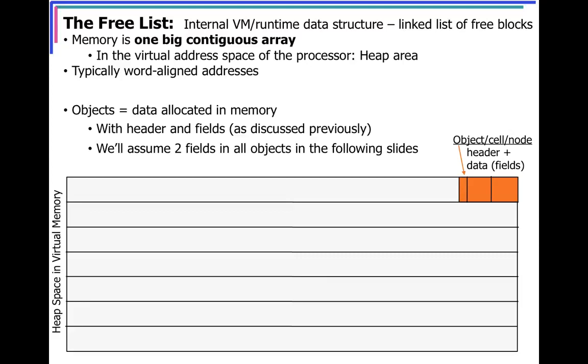On the right, I have in orange a representation of an object. Again, an object could be called a cell or a node. In all cases, the objects in our heap have headers. This header is going to hold information about the type of the object, as well as some other meta information used by the runtime system. The object then also holds a set of fields, as we described in earlier lectures. In this case, I'm just going to assume that there are two fields, just for simplicity. This address space is typically word aligned, and objects are what is allocated out in this space.